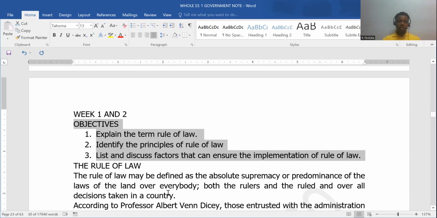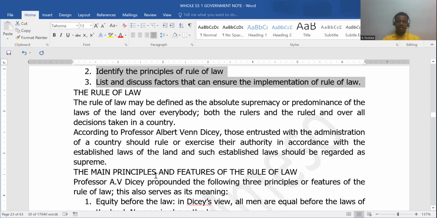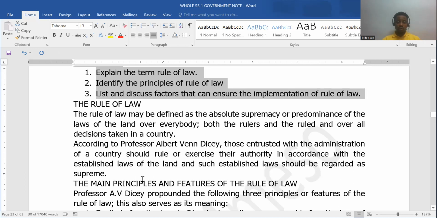Now, this theory was propounded by A.V. Dicey, where he was trying to ensure that everybody must obey the law of the land so that we can curtail the power of kings and other strong institutions in our society. So that's the reason why the principle of the rule of law came to be. It was propounded by a British jurist, A.V. Dicey, right?